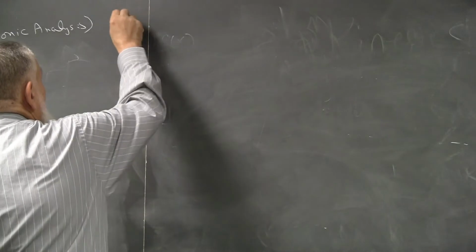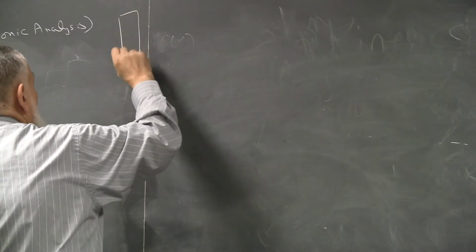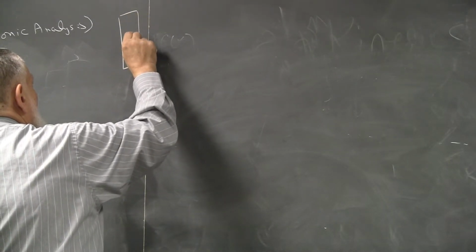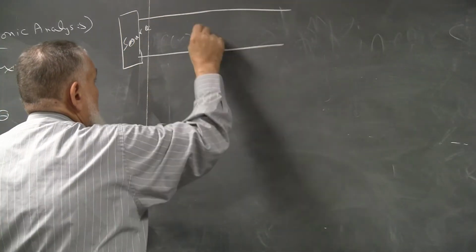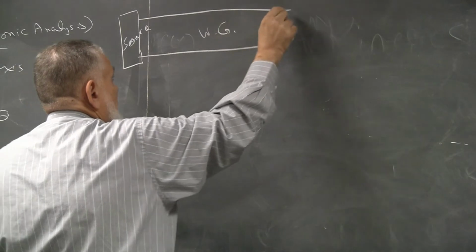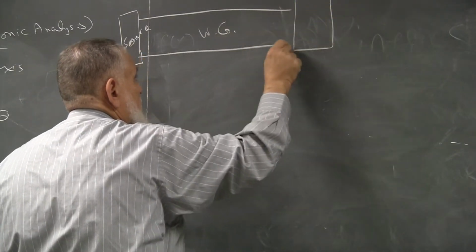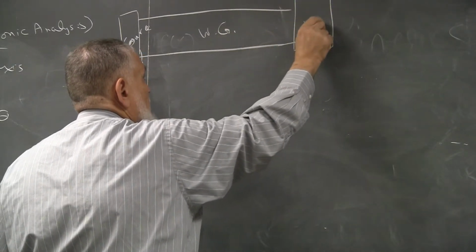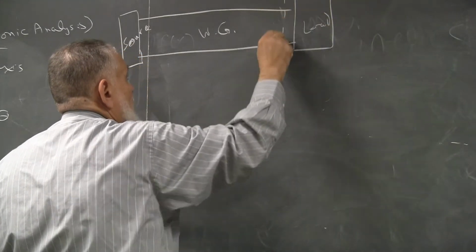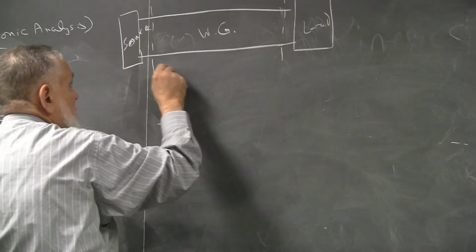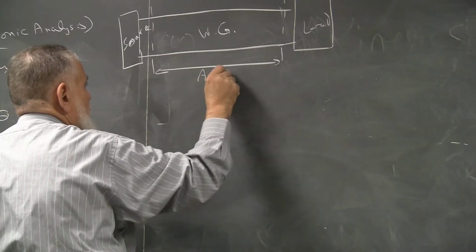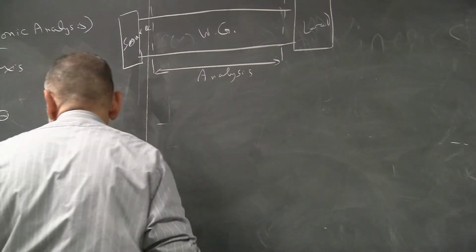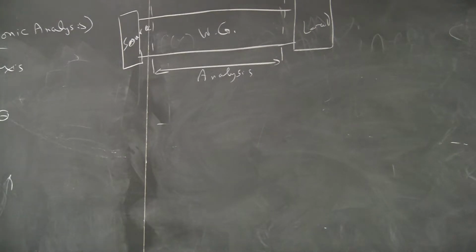So I'm going to assume now that I have a source, antenna or what have you, and here's my waveguide, and then there will be a load, a receiver or what have you, or a termination. I'm going to do my analysis for this part. I'm going to stay away from any difficulty to start with.